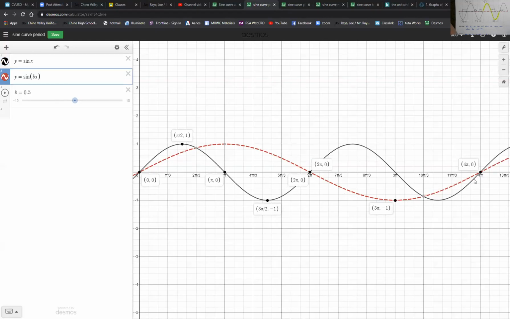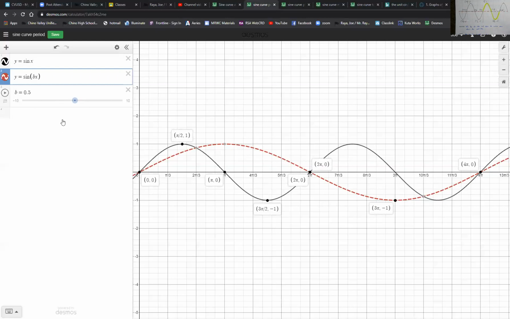So this is now twice as long as it normally was. The period changed. Okay, so when we're looking at x over 2, what we're doing is we're taking 2 pi and multiplying it by 2. So you take 2 pi, which is normal, and you multiply that by 2, and now it becomes 4 pi.